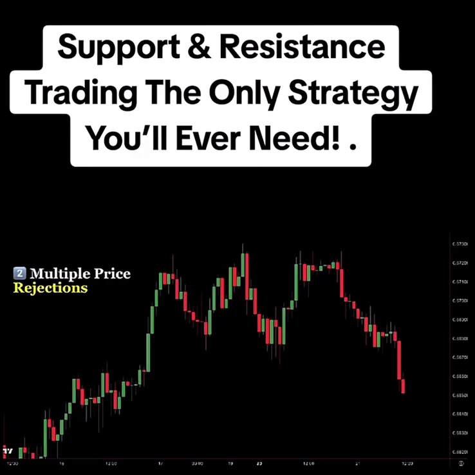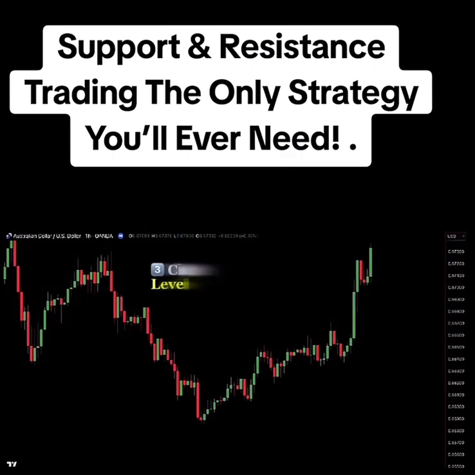Multiple price rejections. The more times price has bounced off a level, the stronger it becomes. A level that has been tested multiple times without breaking is a clear sign of strong support or resistance. Clear and obvious levels. If you have to struggle to find a level, it's probably not a strong one. A good support or resistance level should stand out immediately when you look at the chart.